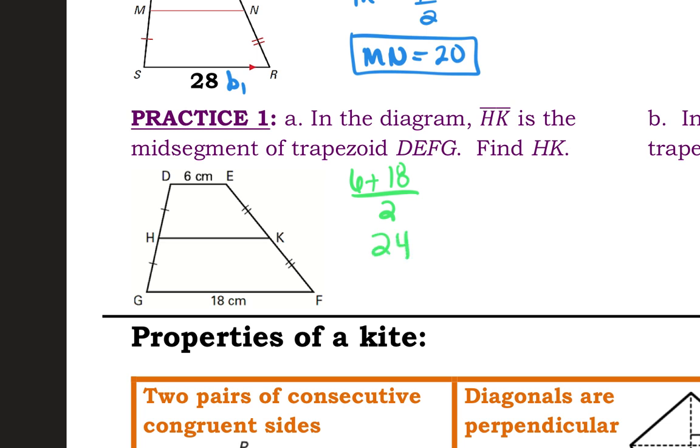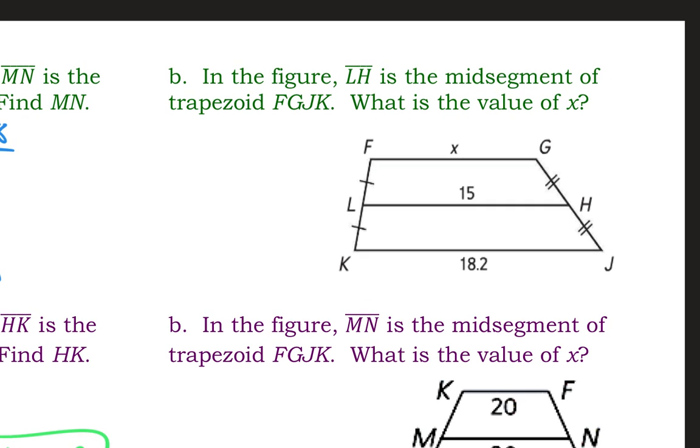Equals 24. And what's 24 divided by 2? H to K should give us 12. All right, let's go over to this practice though. This practice, you're not finding the middle one, right? You're finding the missing angle.